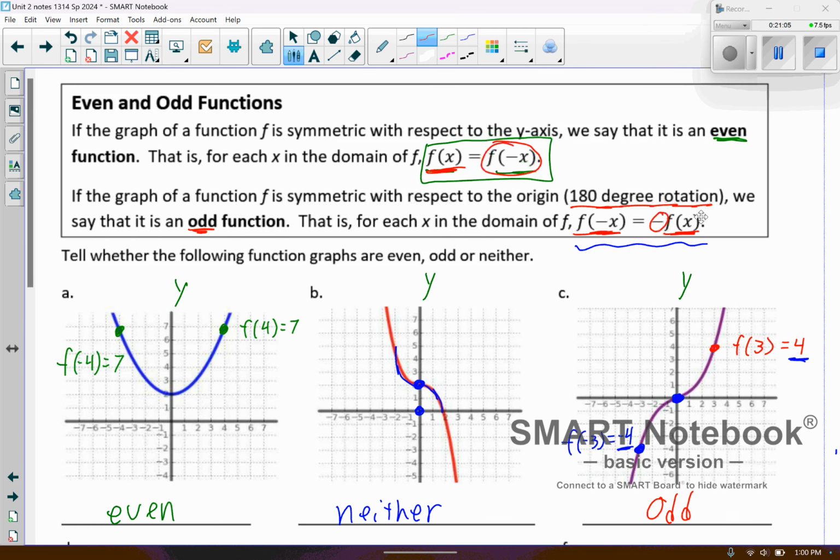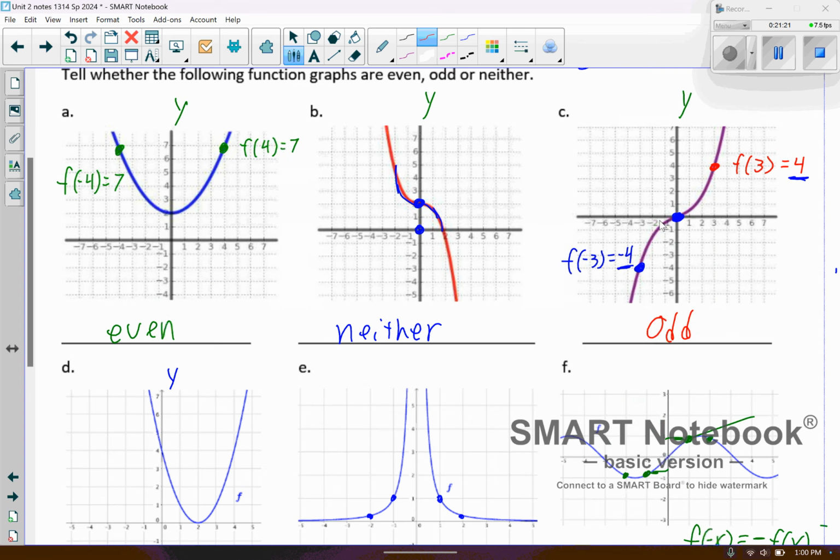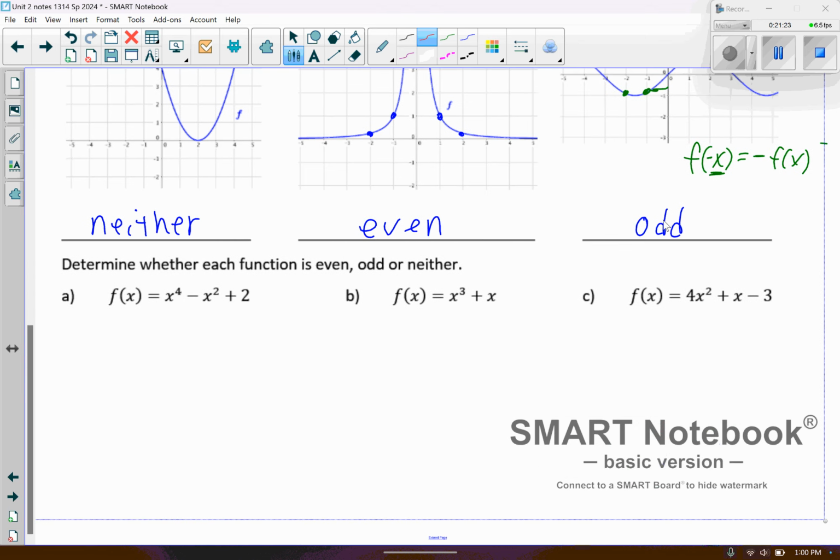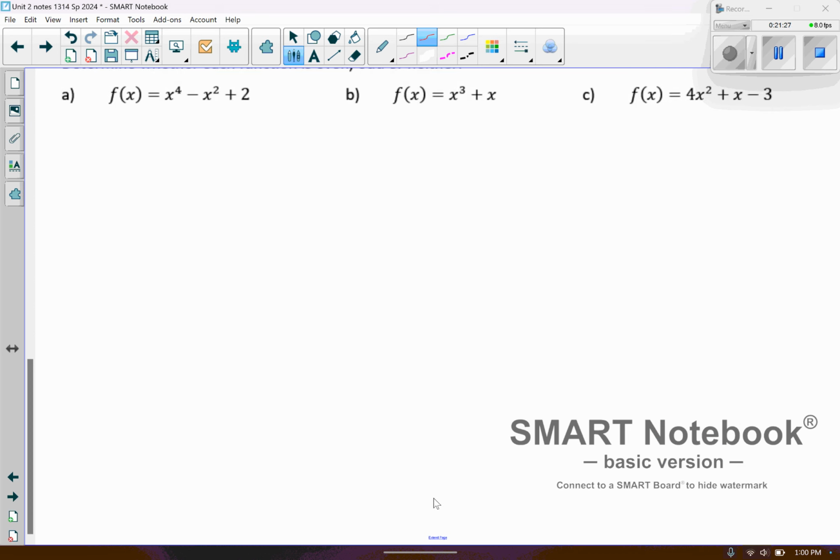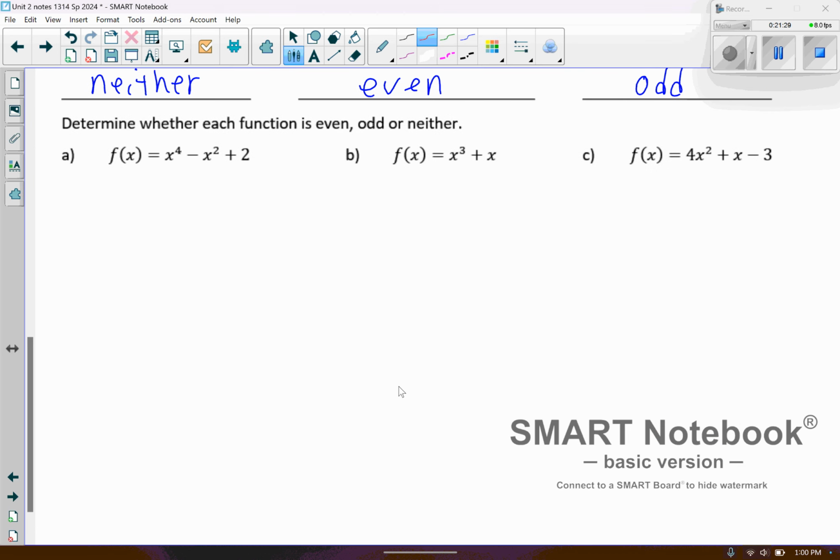Now, if I plug in f of negative x and everything comes back the exact opposite of what the original function was, if all the signs have been flipped from positive to negative and vice versa, then I know I'm dealing with an odd function. So let's go try this down here. Like I said, most of the time they're going to fall into the neither category, but we should get one even and one odd here just for practice.